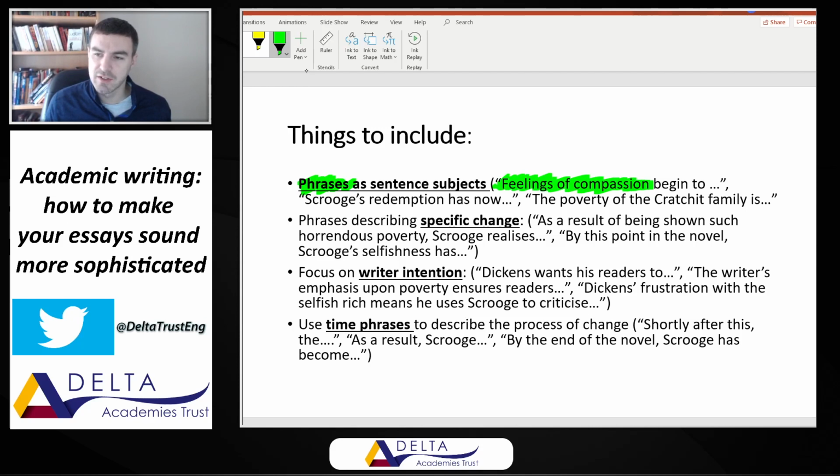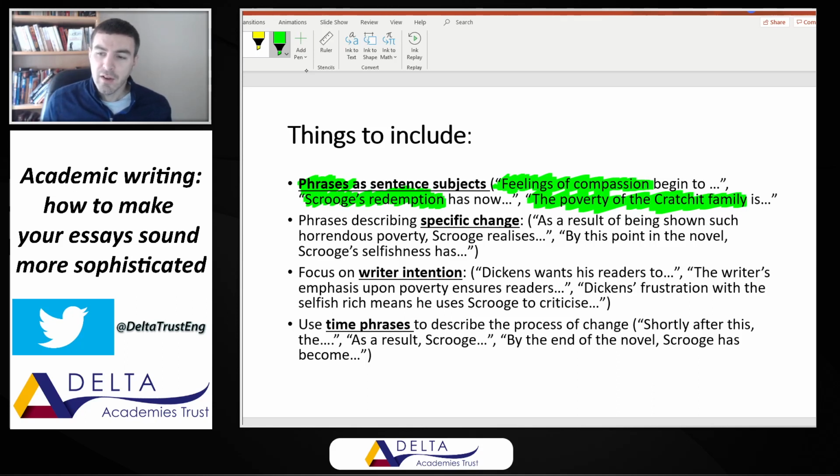That is a phrase which focuses on Scrooge. Scrooge's redemption. Okay? A phrase here that is going to be useful when talking about later staves in A Christmas Carol. The poverty of the Cratchit family. So again, not just saying the Cratchit family, but the poverty of the Cratchit family. It's a more precise phrase to deal with. Rather than saying, I think poverty is a significant issue, saying the poverty of the Cratchit family is much more sophisticated.